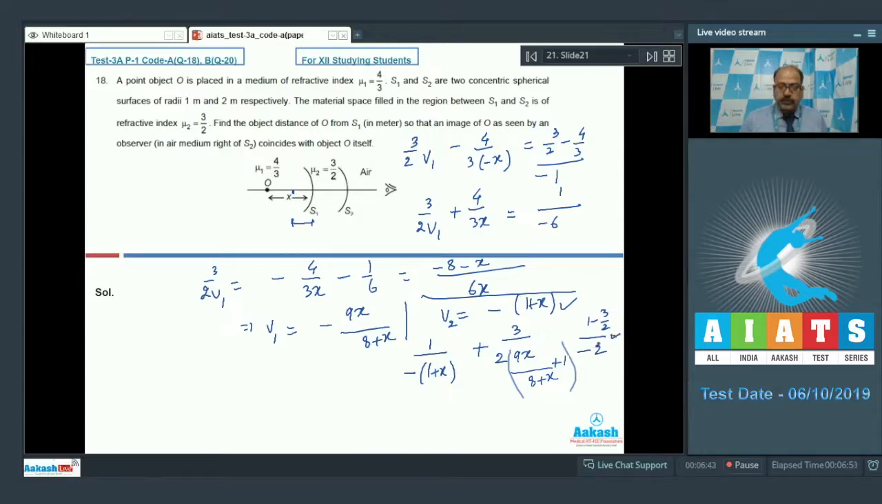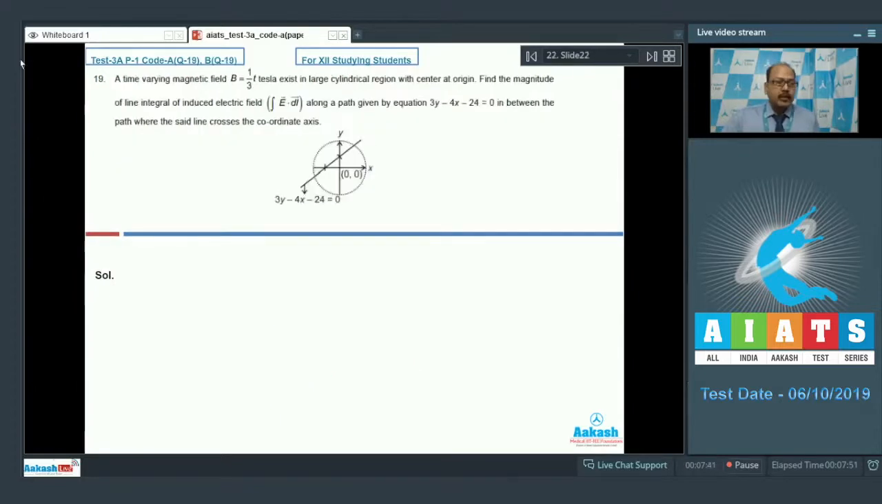Well, if we simplify this equation and solve for x, we get a quadratic equation whose solution turns out to be x equal to 1 and x equal to minus 2. We obviously discard x equal to minus 2 and we consider x equal to 1 as the solution. Then our answer is 1 meter. So our answer for question 18 is 1. Let's now go to the next question.